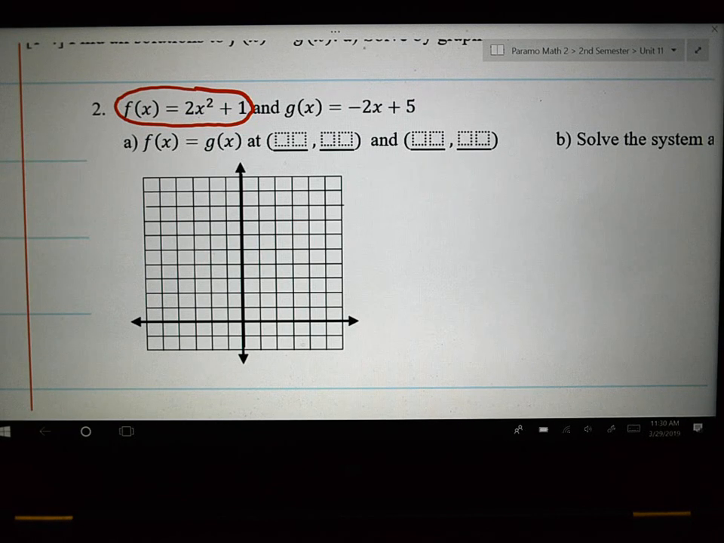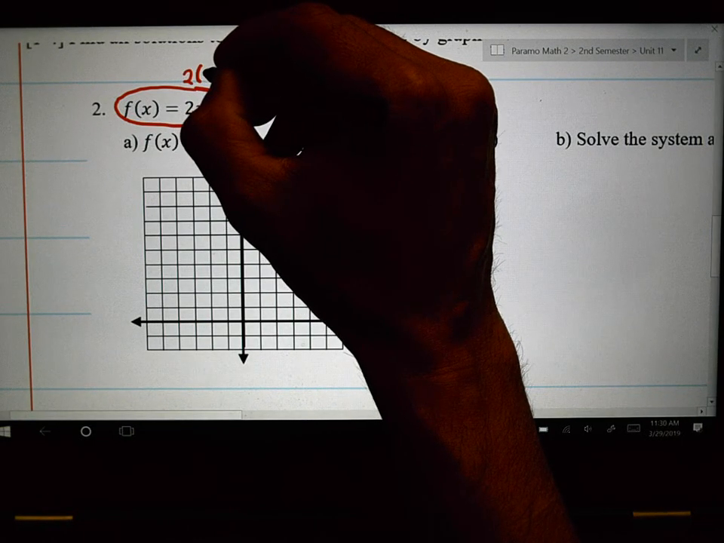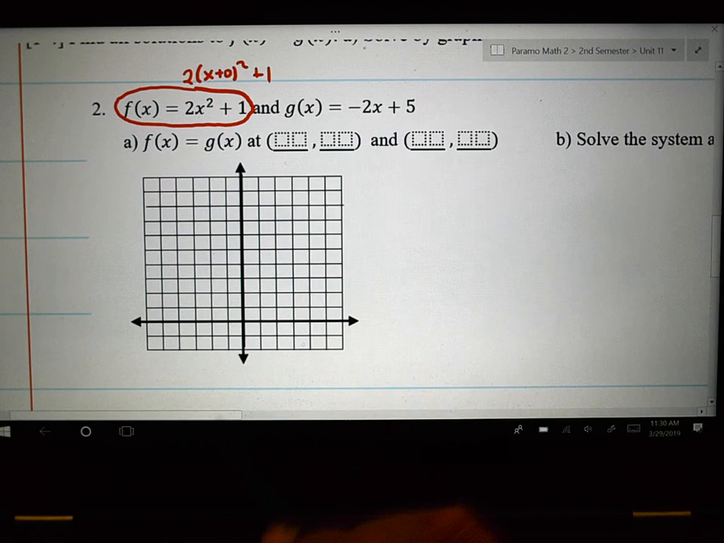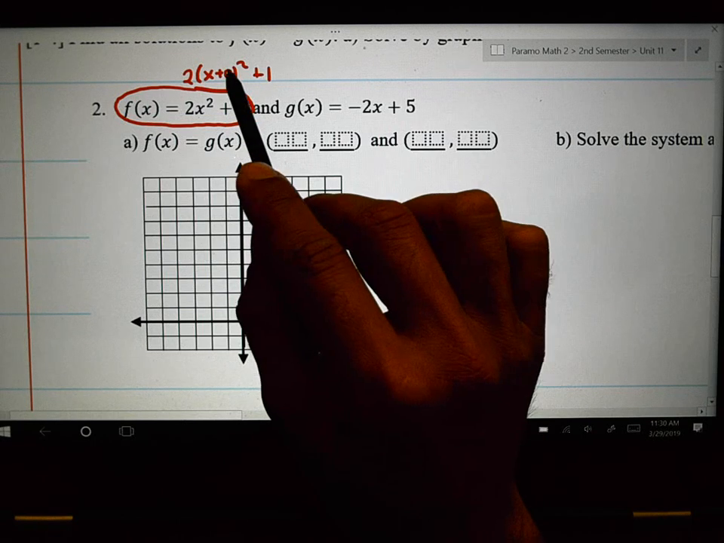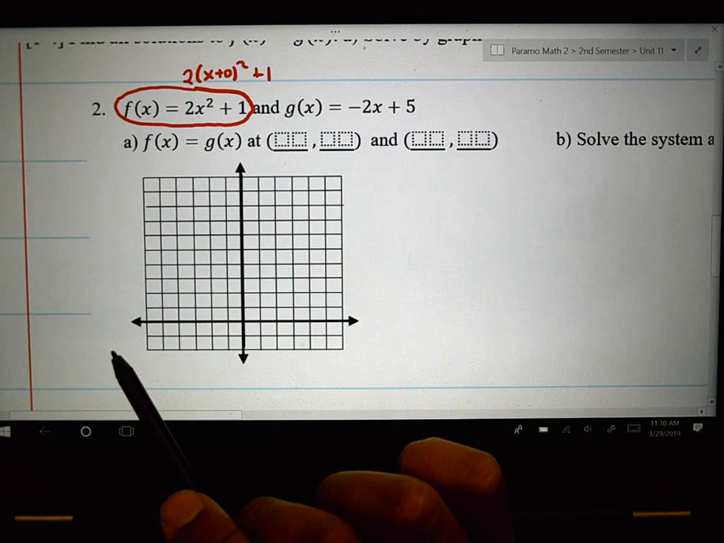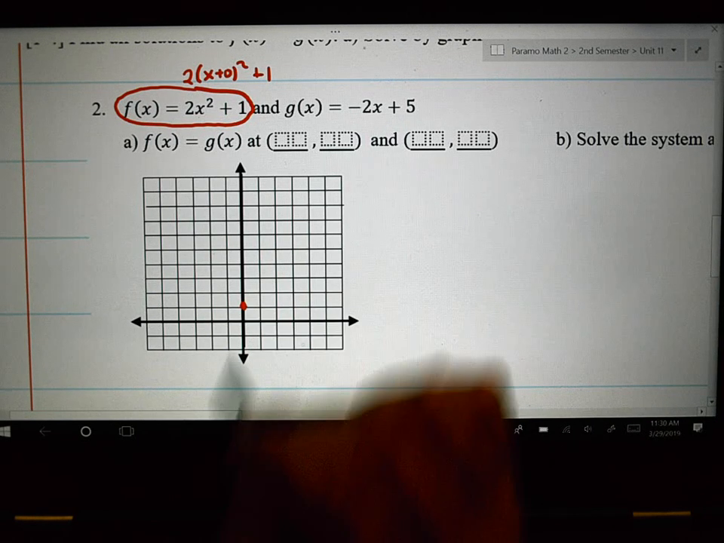So we're going to graph this. And if my memory serves me correct, for graphing 2x squared plus 1, I can think of that in terms of it's pretty darn close to vertex form. And I know that I'm adding nothing inside that x squared. So I know what my x coordinate is, and I know what my y coordinate is. My vertex is at 0, 1. So I'm going to put a dot right there at 0, 1.